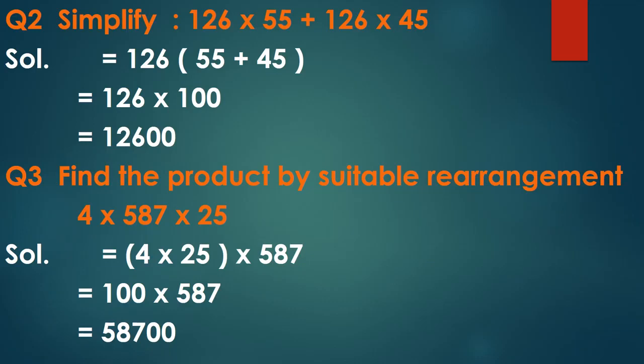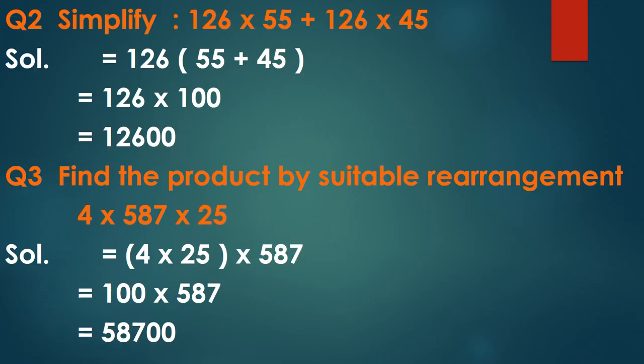According to BODMAS rule, we have to solve the bracket first. So 55 plus 45 is 100. So 126 multiplied by 100 is 12,600. Third question is find the product by suitable rearrangement.